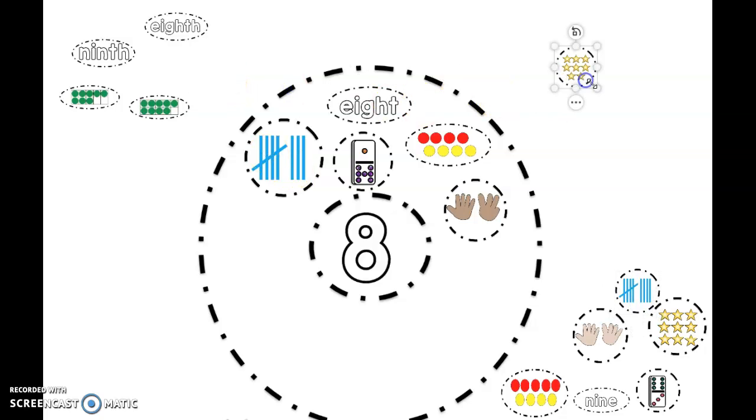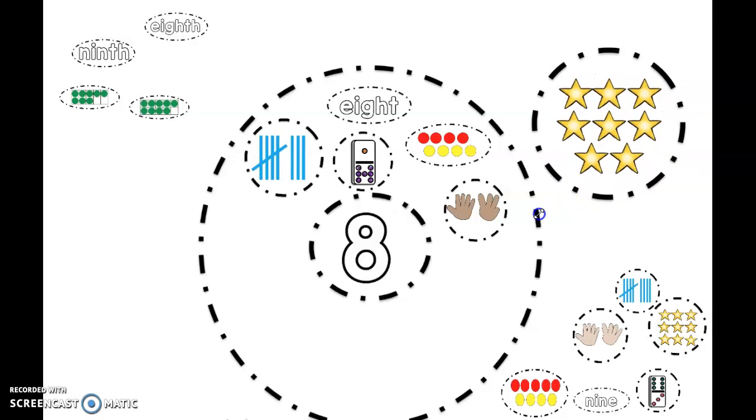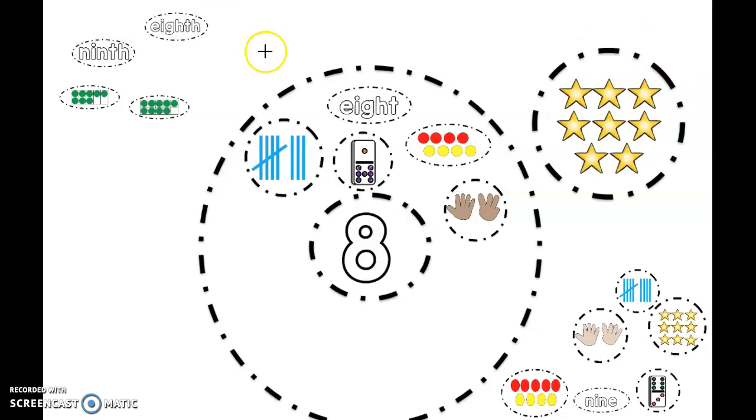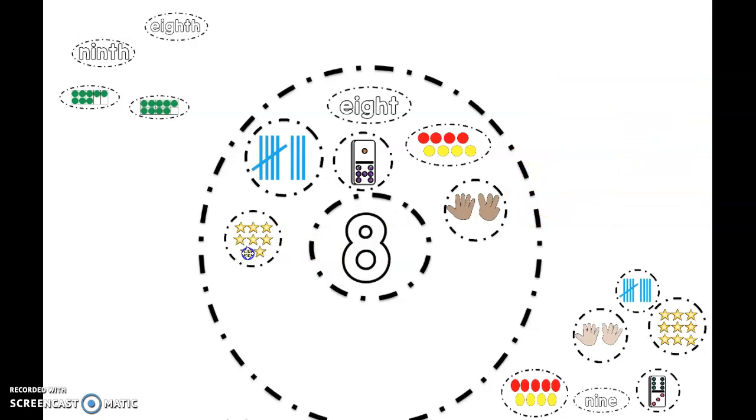All right, do we have any stars yet in our circle map for 8? We do not. So let's see if this one is 8. You touch and count it. I'm going to cross it off. 1, 2, 3, 4, 5, 6, 7, 8. What do you think? Should we put it in there? Yes, we should. All right, it has 8. I only want 8. All right, so let's put that in there. That's another way to show 8.